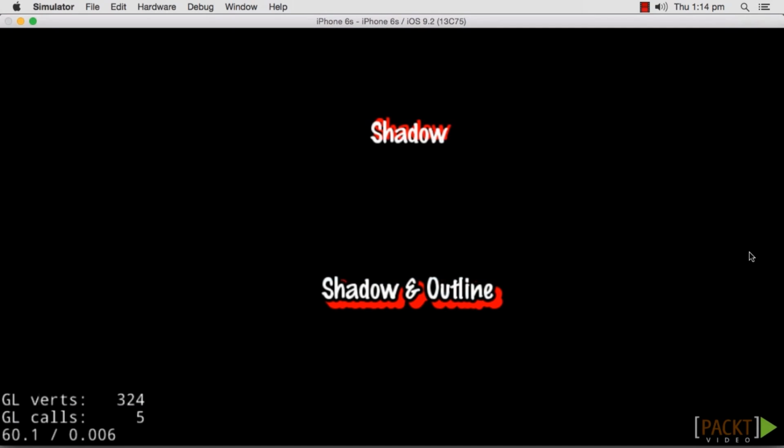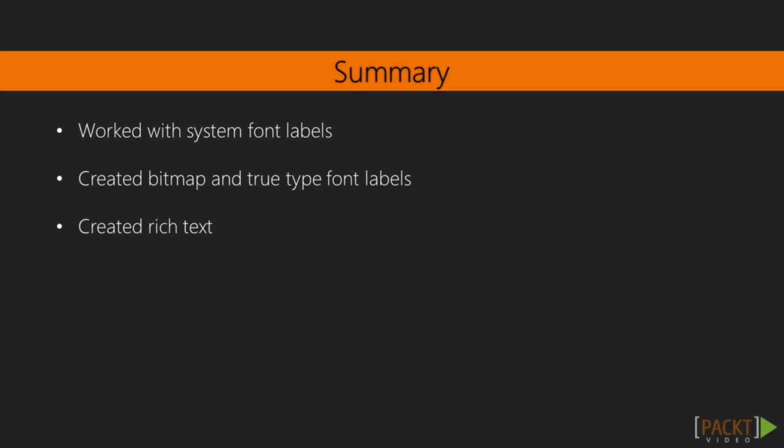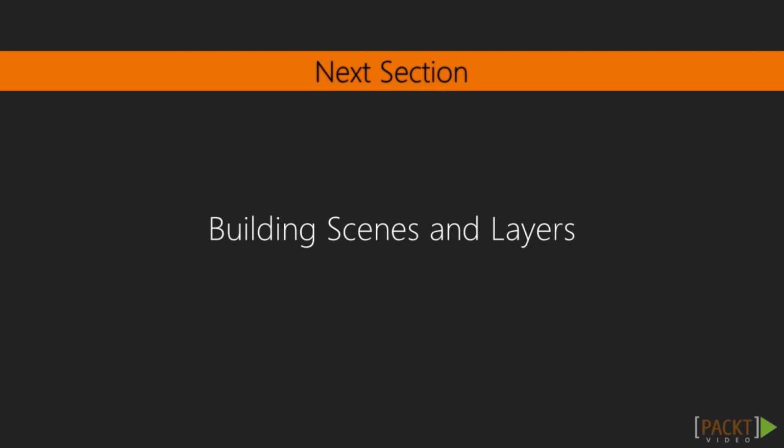That ends our section. We covered labels using system fonts, TrueType fonts, bitmap fonts, and finally, created rich text. In the next section, we'll look at building scenes and layers of our game. See you next time.